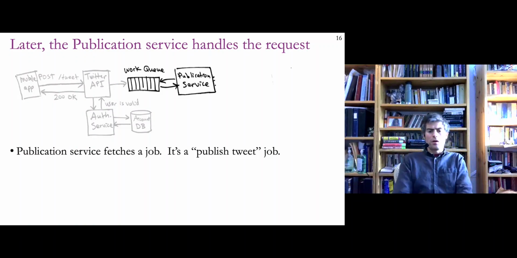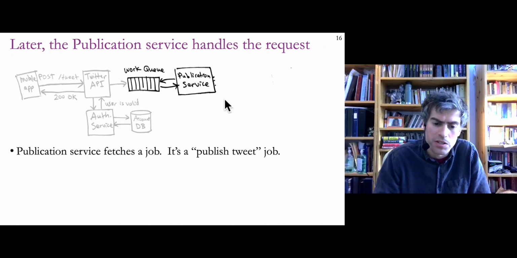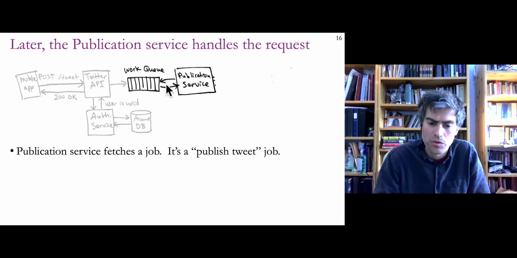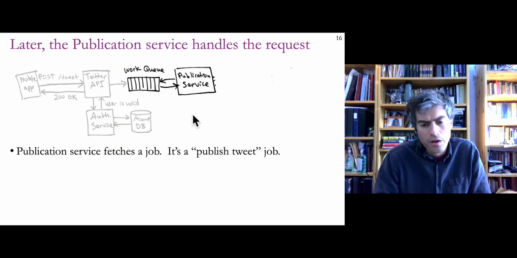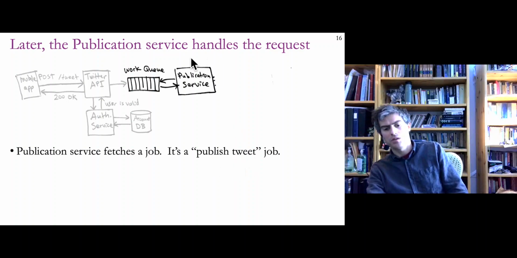Okay. So we queued up the tweet creation job. Later on, this publication service is going to fetch that job off of the work queue. It's going to go through them in a roughly first in, first out manner. So it fetches a message. It sees that this message is a publish tweet job. It knows how to handle that because this is the service that you've designed to connect to this queue that has that kind of message.